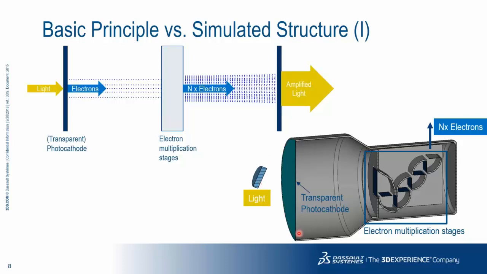We have here the transparent photocathode, where the photoelectrons are emitted. Then we have the electron multiplication stages, which I will explain in a second in more detail. This is actually the crucial part of the structure. And then at some point we get more electrons out. What's not included in the software is the conversion of particles back into light.